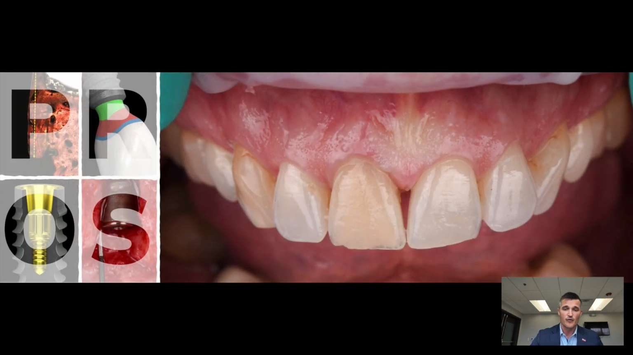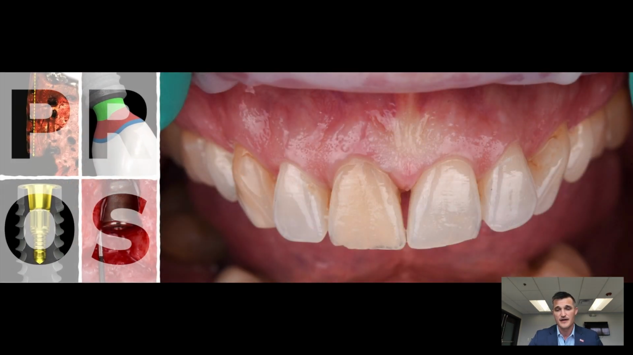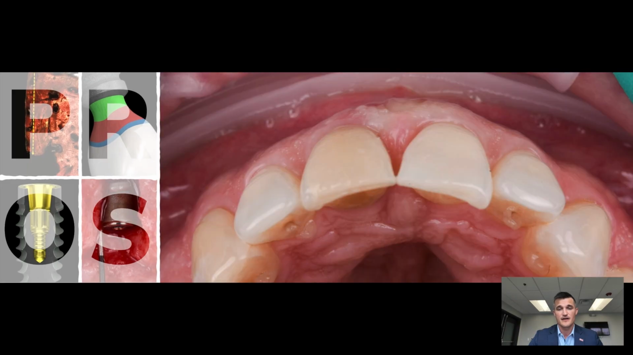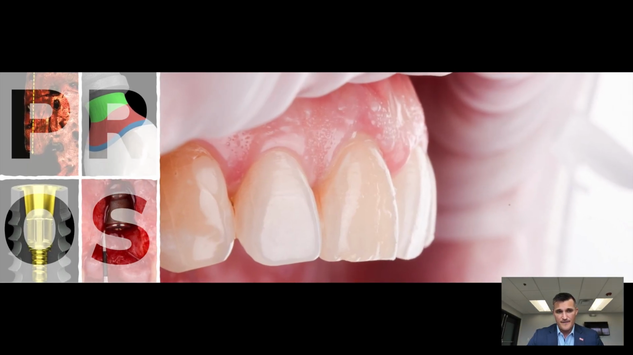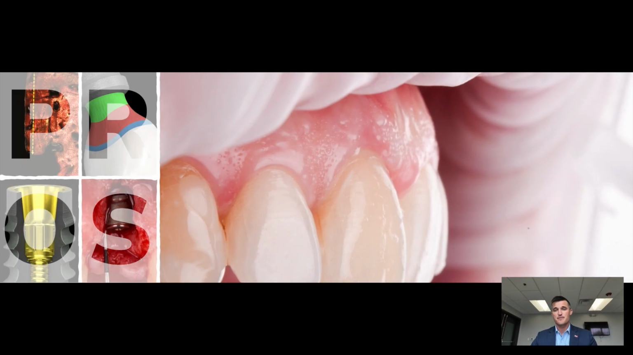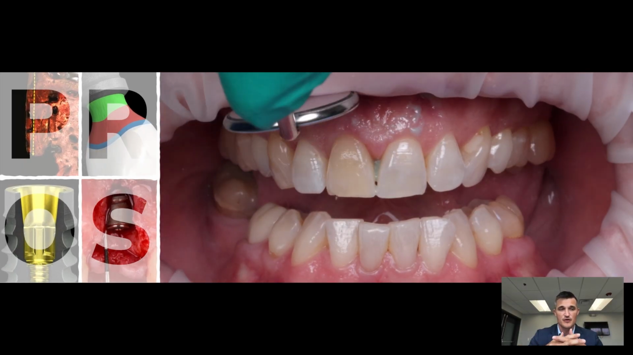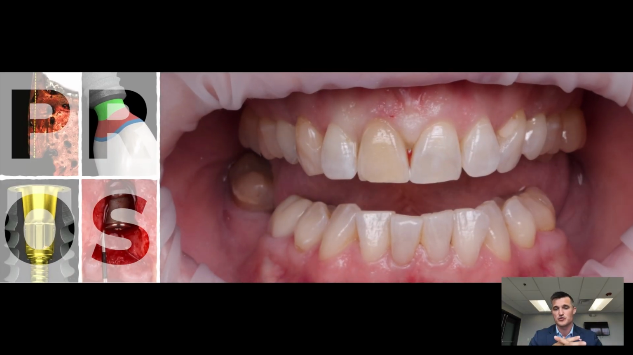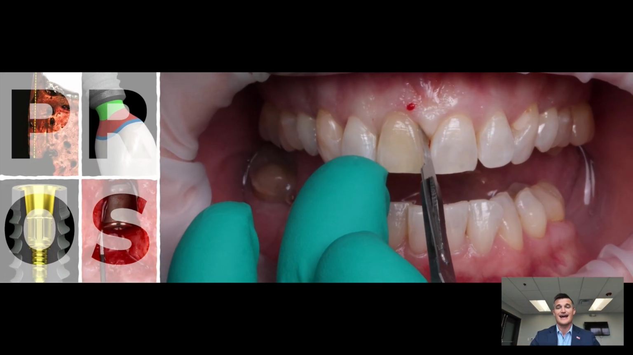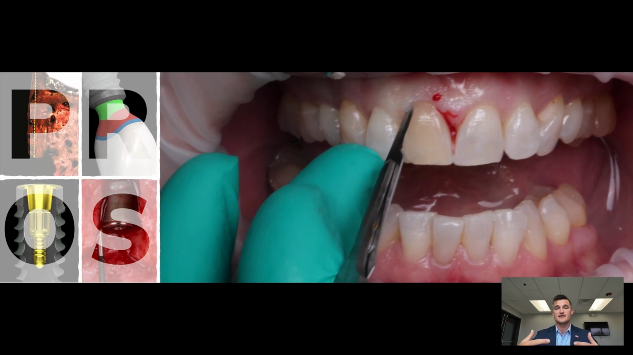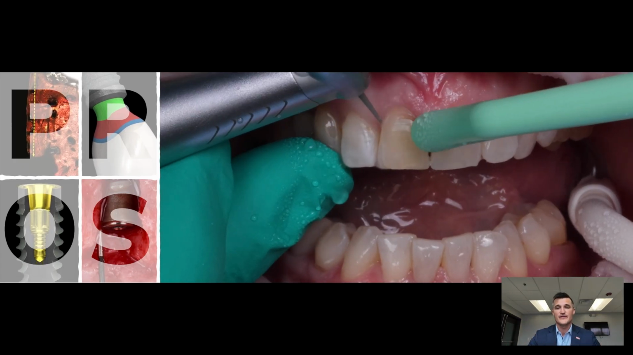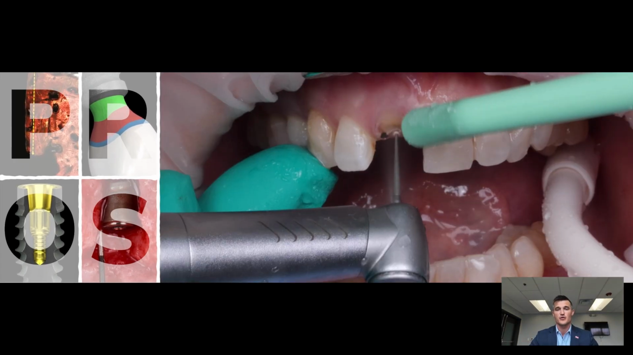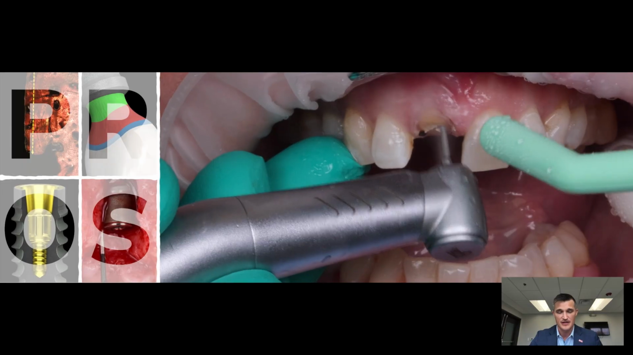So here we have this case that came in. You can see that we have a failing number 8 that needs to be extracted. And I want to use PROS concepts. For me, PROS concepts are more than just the restorative concepts, the implant design concepts, the surgical concepts. It's the idea of increasing stability, increasing tissue thickness, and increasing health of tissues in the area.